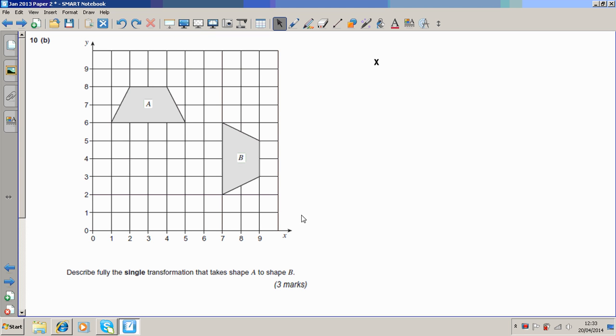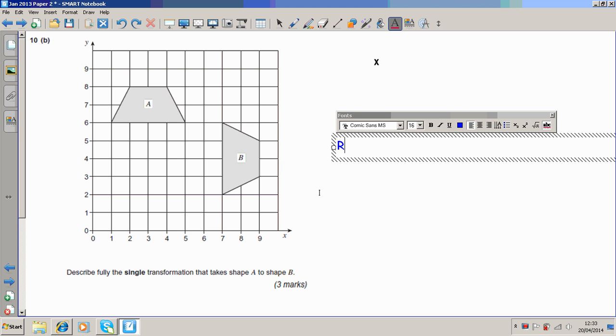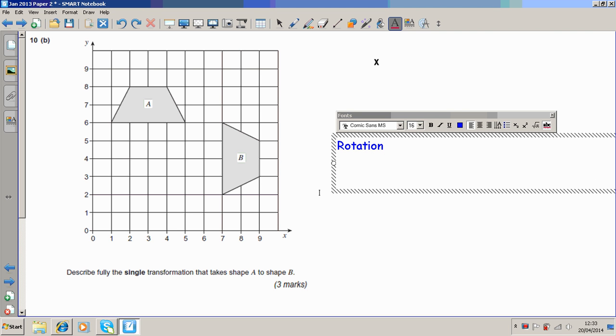Describe fully the single transformation that takes shape A to shape B. I always think with these ones, you've got to be careful that you go in the right way. So we're going from A to B. Just make sure you look at that carefully, because sometimes it's easy to make that mistake. So first job, we need to say it's a rotation. And the second job, we need to say how far we're rotating it. Well, it looks to me like a 90-degree rotation. And what direction? Clockwise, with the centre.